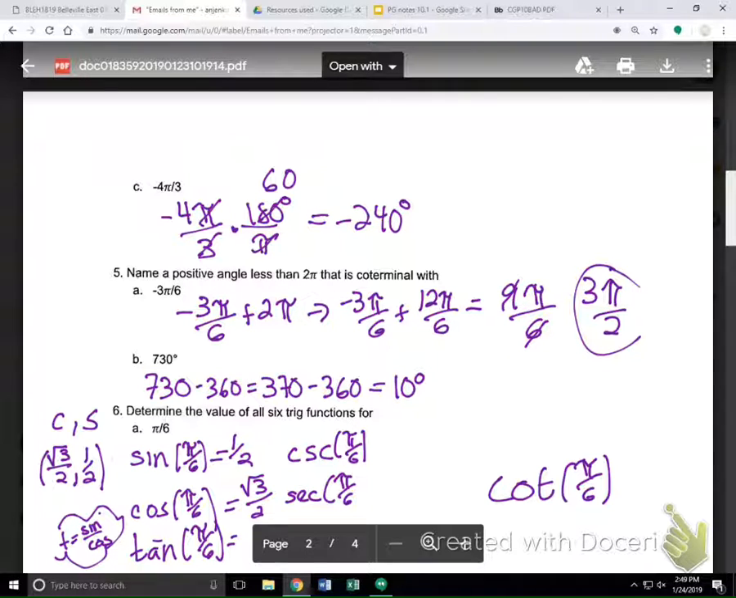Okay, so here we have this. Tangent is sine over cosine. Sine was 1/2 over square root of 3 over 2.